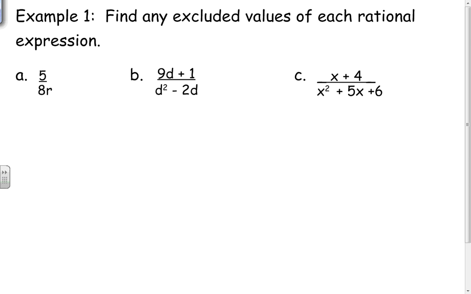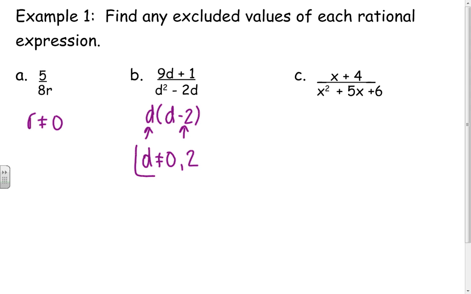So if you take a look at the first one, anytime it's just a letter and no adding or subtracting, the excluded value is 0. So that R value can't be 0 because if it was, you'd get 0 in the denominator, and that's not okay. If you take a look at letter B, that's considerably different. Take whatever the denominator is and factor it first. Taking a GCF out leaves me with a D minus 2. So the D out front means that D can't be 0, and the minus 2 means that D can't be 2. So I have two restricted values there.